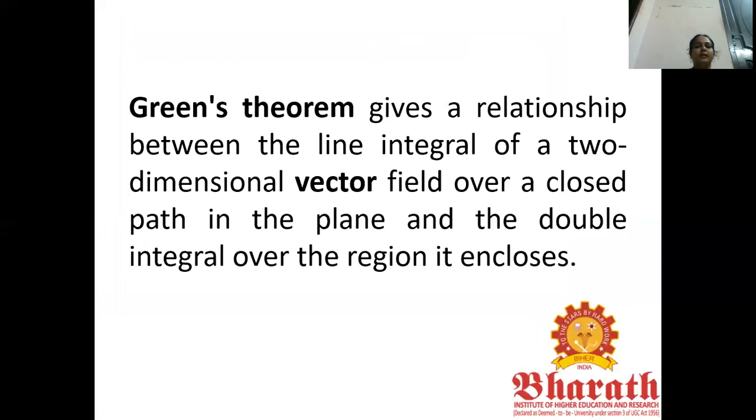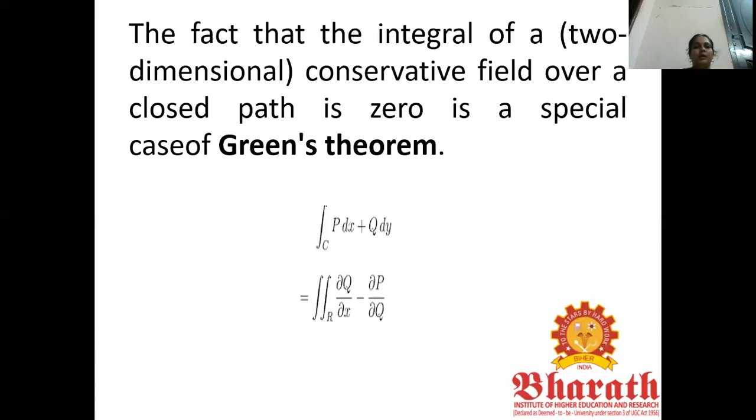Next important theorem, Green's theorem. Green's theorem gives the relationship between the line integral of a two-dimensional vector field over a closed path in the plane and the double integral over the region it encloses. In fact, the integral of a conservative field over a closed path is 0. This is a special case of Green's theorem.